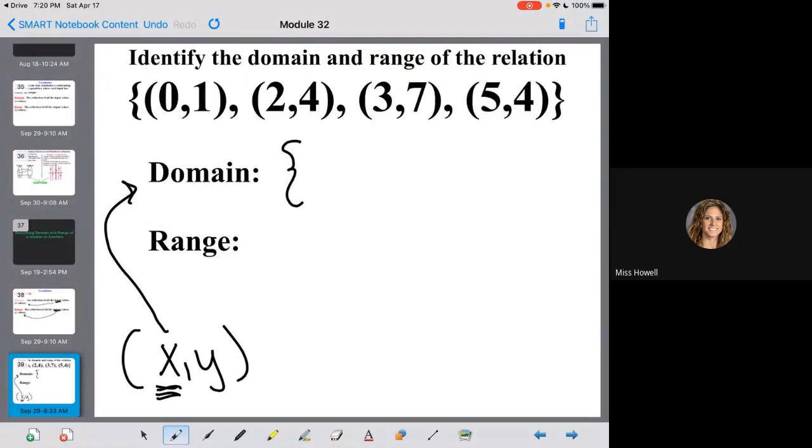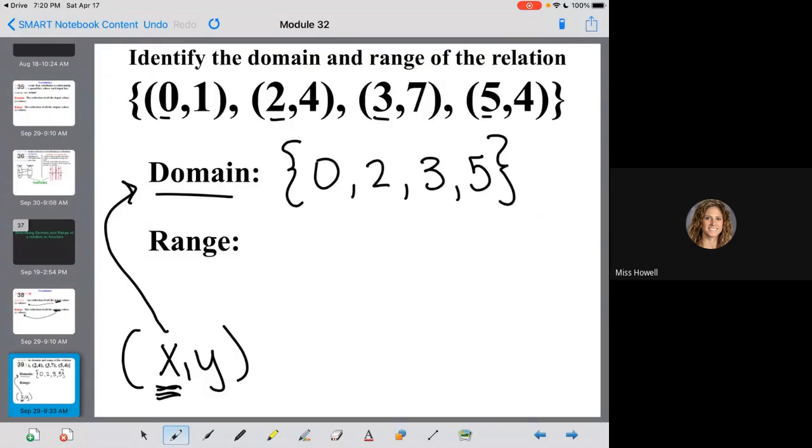So we want to go in numerical order here. This one's nice because it's in that order. So 0, 2, 3, and 5. Or what we would have put into our input part of our mapping diagram is really our domain. All right, close your curly bracket. So the domain for this one is the set of numbers 0, 2, 3, 5.